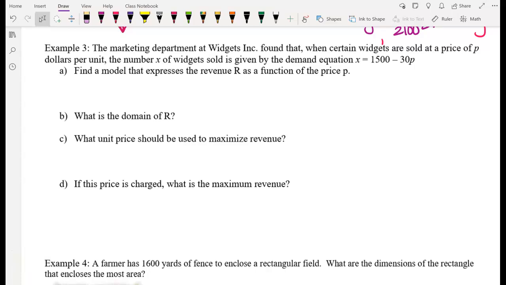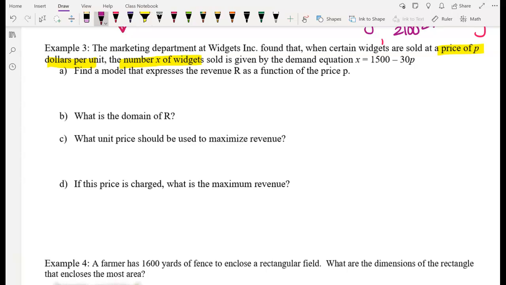Example 3 says, the marketing department at Widgets Inc. found that when certain widgets are sold at price P dollars, so each widget is sold at a price of P dollars per unit, the number X of widgets sold is given by the demand equation X equals 1,500 minus 30p. Find a model that expresses the revenue as a function of price P.